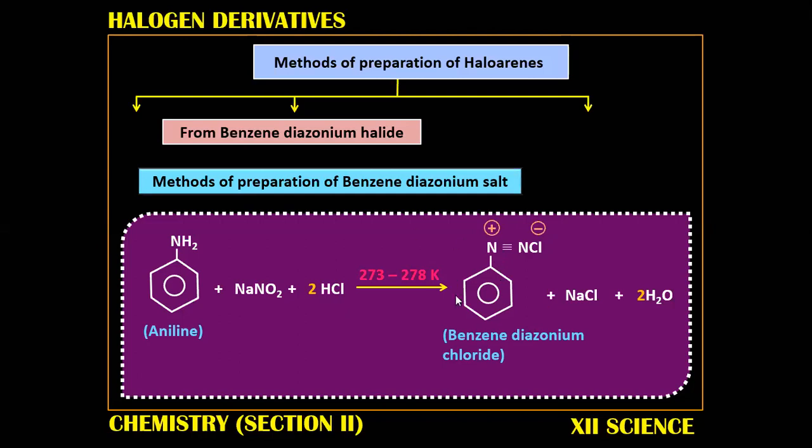Now this benzene diazonium chloride is used for preparation of haloarenes. So whenever the question is asked, how will you prepare haloarenes from diazonium salt, then you have to give this step also, the method of preparation of benzene diazonium salt. So first you have to write this step. And then after that, whether they ask you preparation of chlorobenzene, bromobenzene, iodobenzene or fluorobenzene, there are 4 different methods. So I'll show you all the 4 methods.